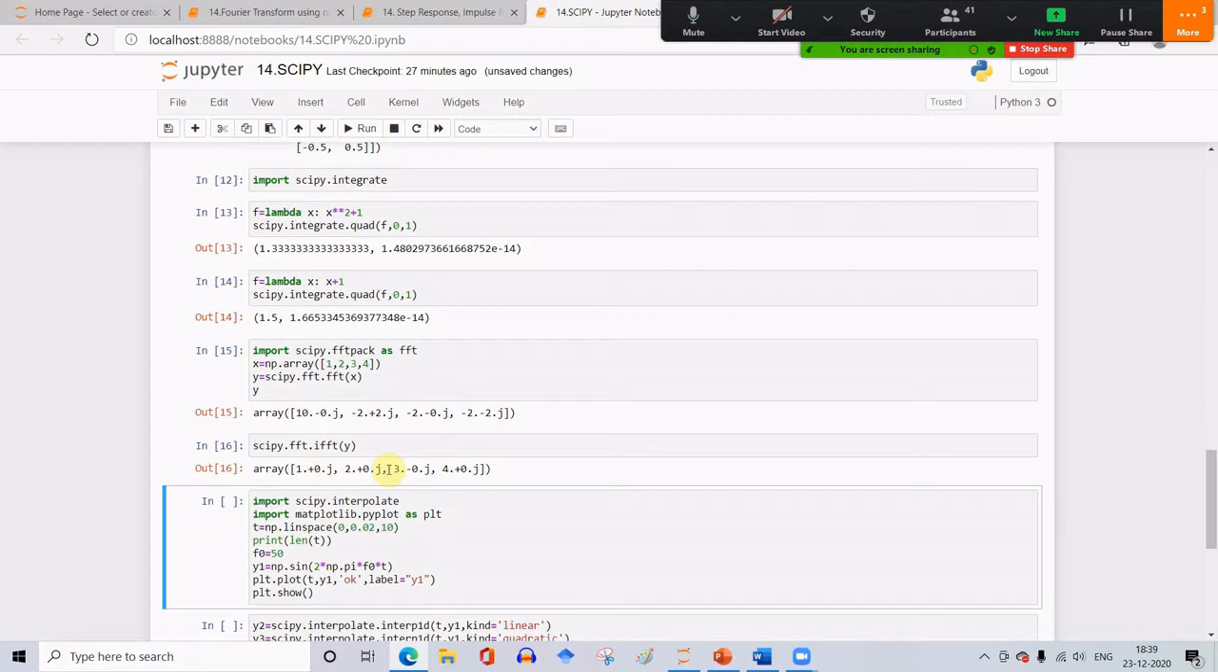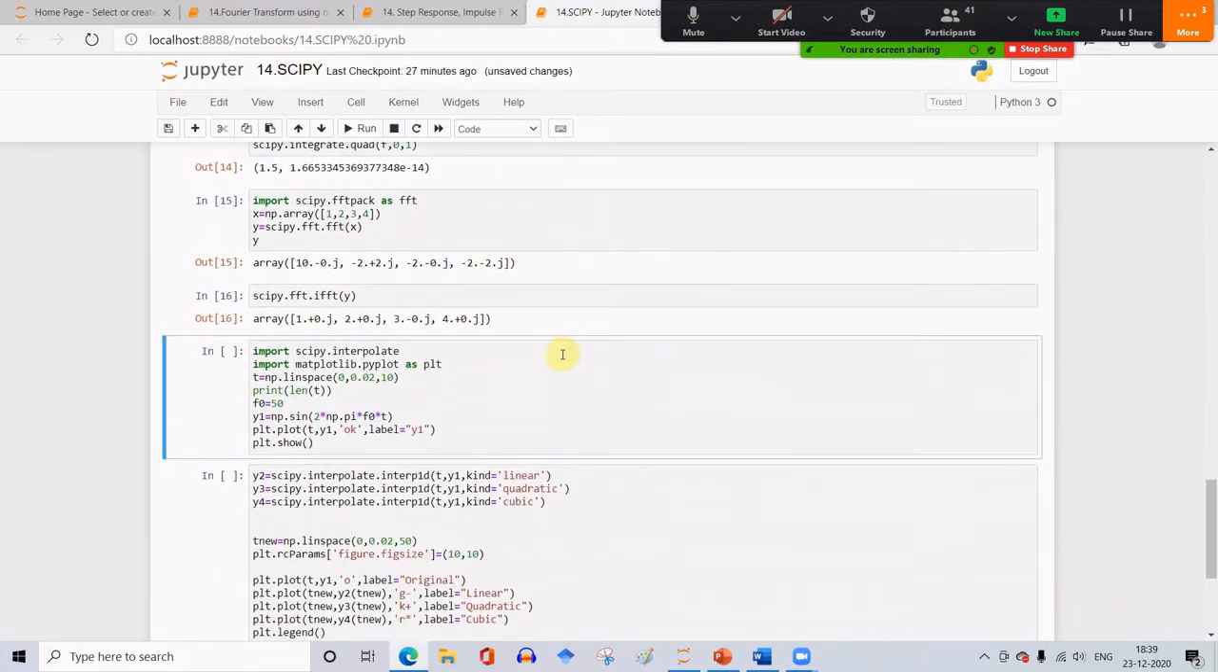So this is 1 2 3 4, all the imaginary parts are 0. Okay, that is how we get the FFT.